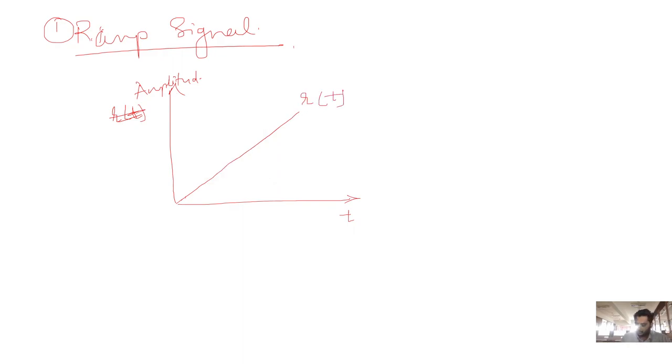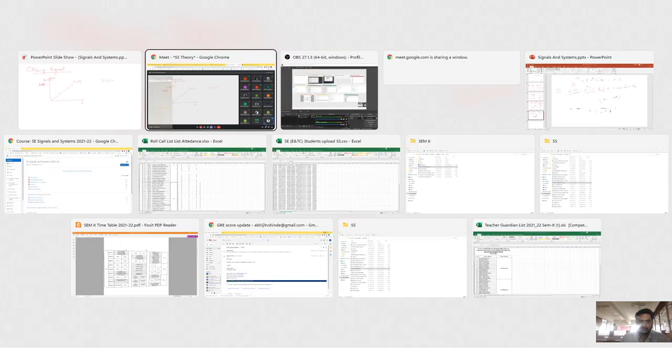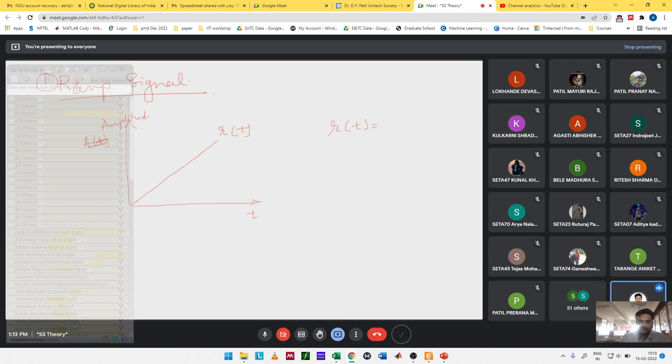Can anyone help me to write the equation of r of t? What is r of t? I hope I am making sense. I hope you are attentive.